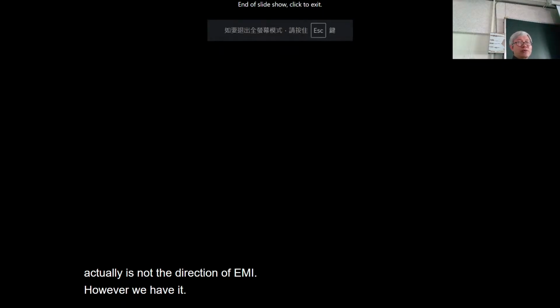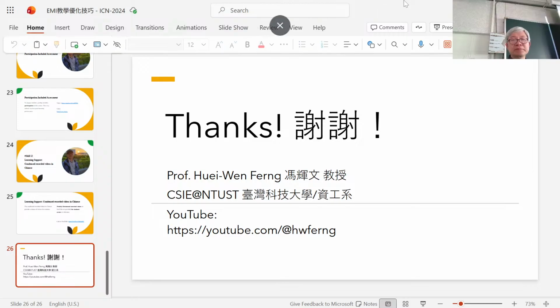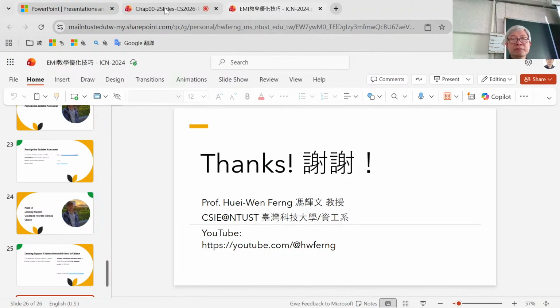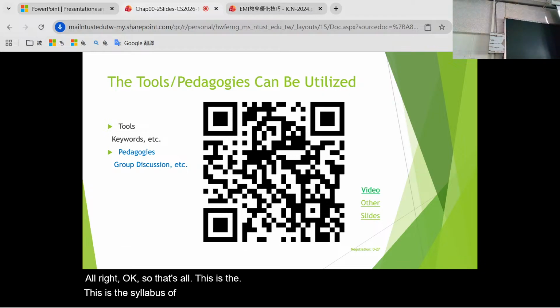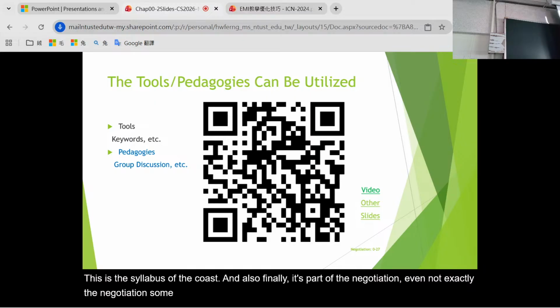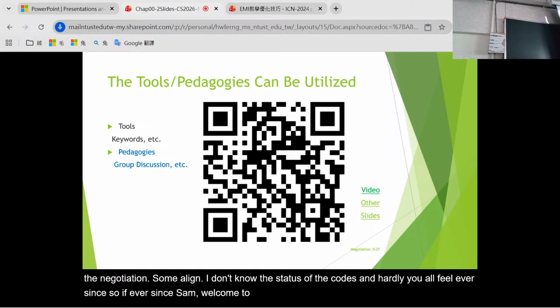Okay, so that's all. This is the syllabus of the course. And also, finally, it's part of negotiation, even if not exactly negotiation. I would like to know the status of the course and how you feel. If everything is set, welcome to join, and we can continue the course since next week.